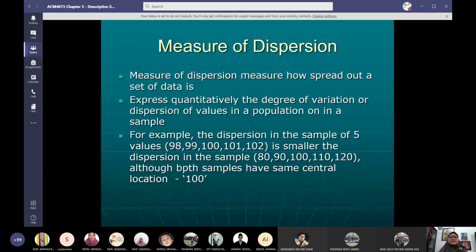Although both samples have the same central location, the median is 100, the dispersion for the first one is smaller because it ends at 102. But in the second group, the highest number is 120, so the dispersion is bigger. That's what we mean by how spread out your data is.